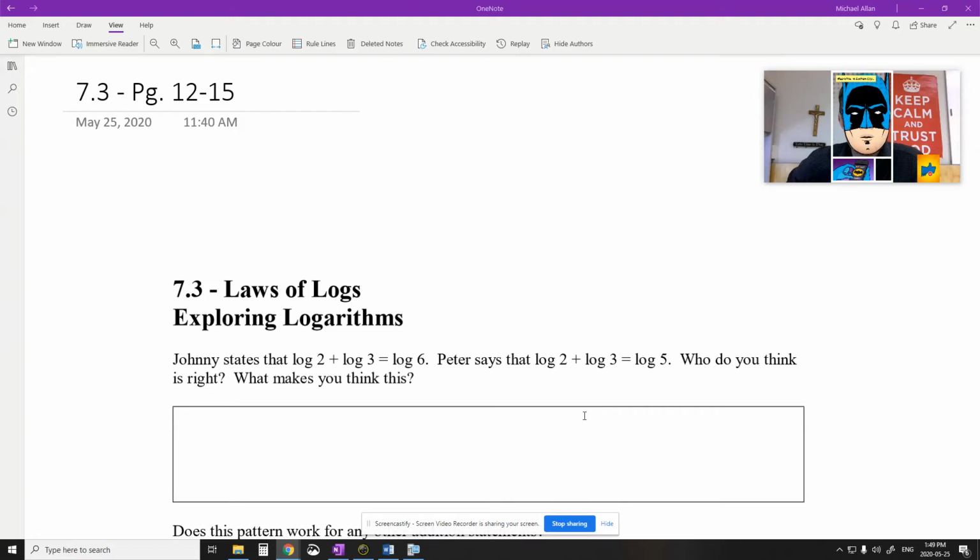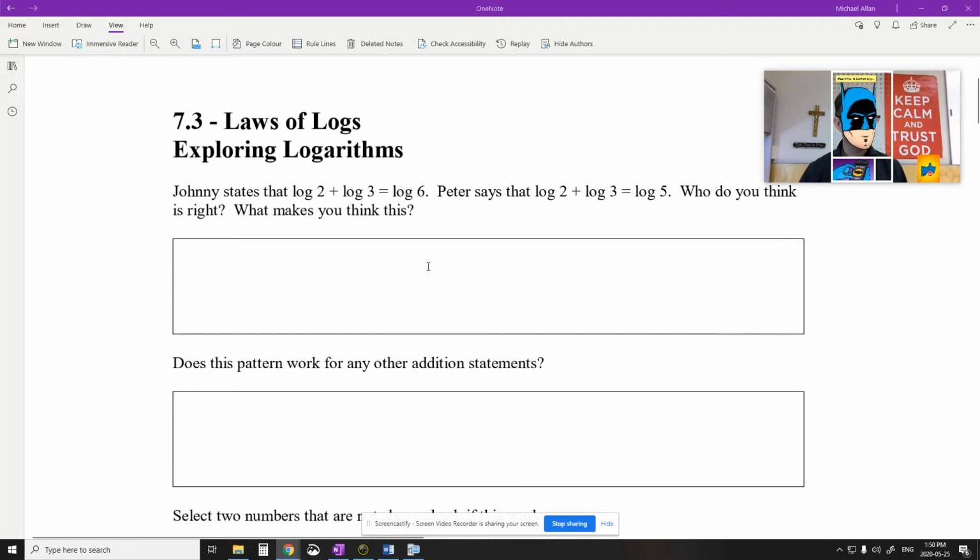Math 30-2. Today I said we're going to solve these, but that would be next week's lessons, solving using logs. Today we are going to learn about some log rules, or what we call the log laws of logarithms. So let's explore one of them first of all.